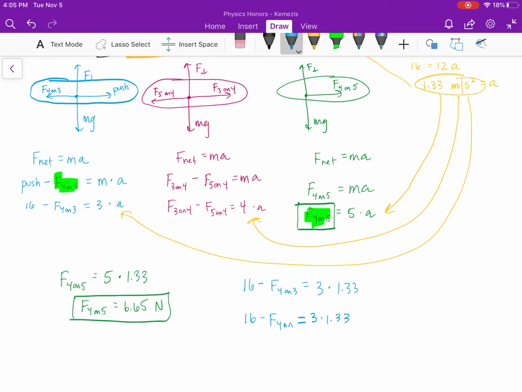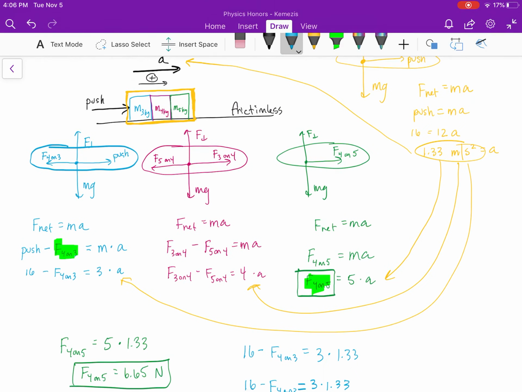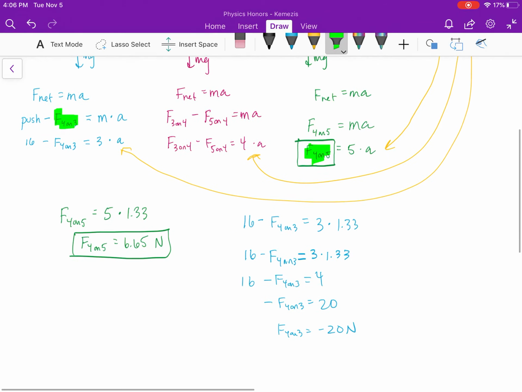So we have to use this equation and solve for F4 on 3. So we're going to do 3 times 1.33. We get 4 is equal to F4 on 3 minus 16. So we're going to add 16 to both sides. We get F4 on 3 is equal to 20. Negative F4 on 3 is equal to 20. And now, in order to actually solve for F4 on 3, it would actually be negative 20 newtons, which makes sense because it has to be in the negative direction, right? Our F4 on 3 is going to the left, which we called negative. So I've said this in class, the math never lies. I should be getting a negative force, so therefore I did get a negative force.